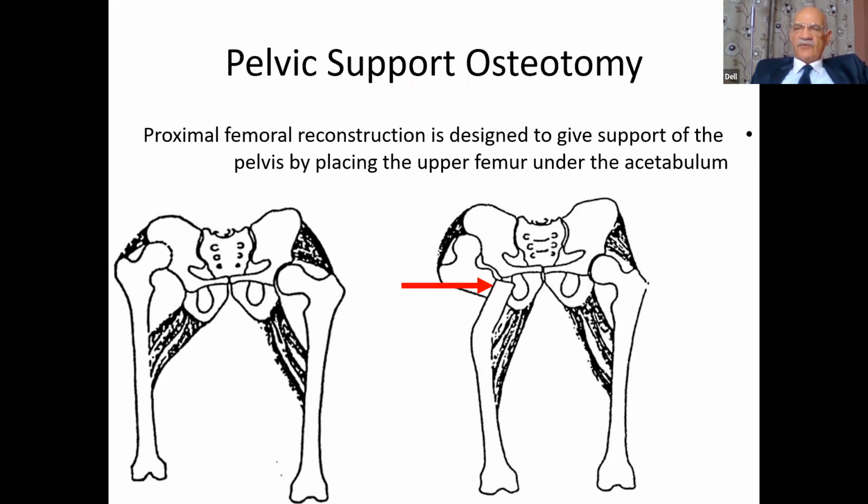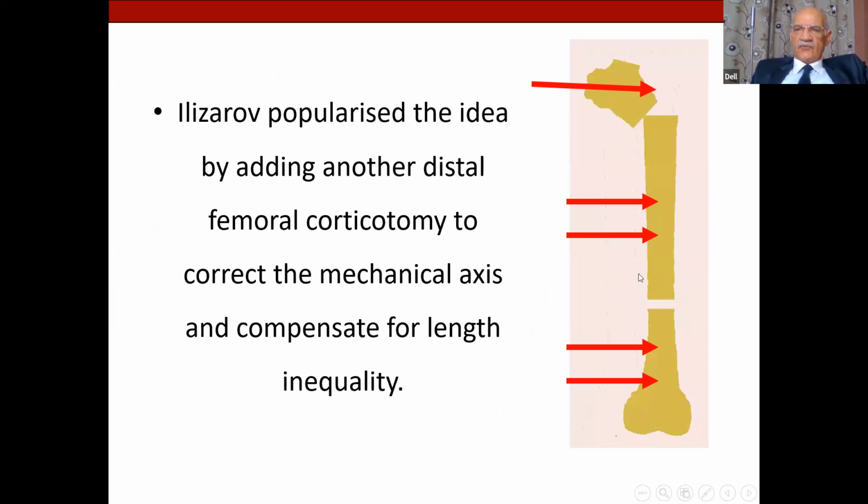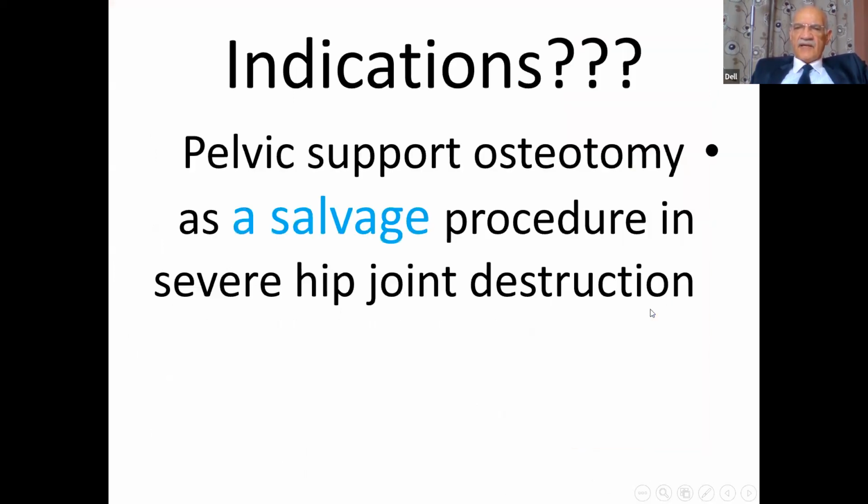And this is the principle of the pelvic support. We have high osteotomy and low osteotomy, and we push the medial fragment medially. Ilizarov added another osteotomy here for lengthening and the correction of the mechanical axis. Is it a salvage procedure?